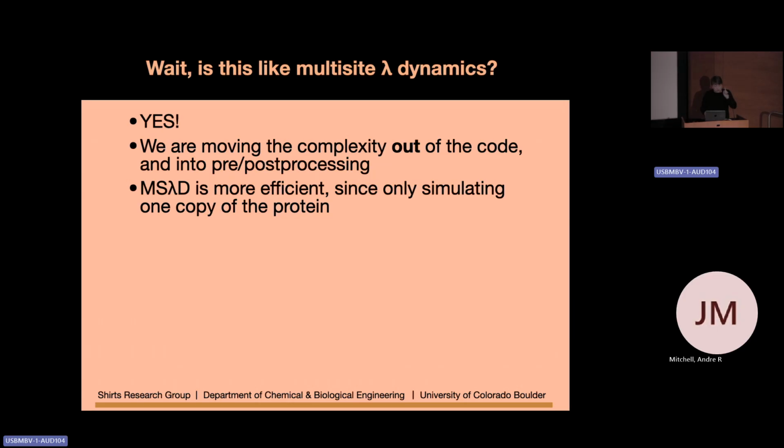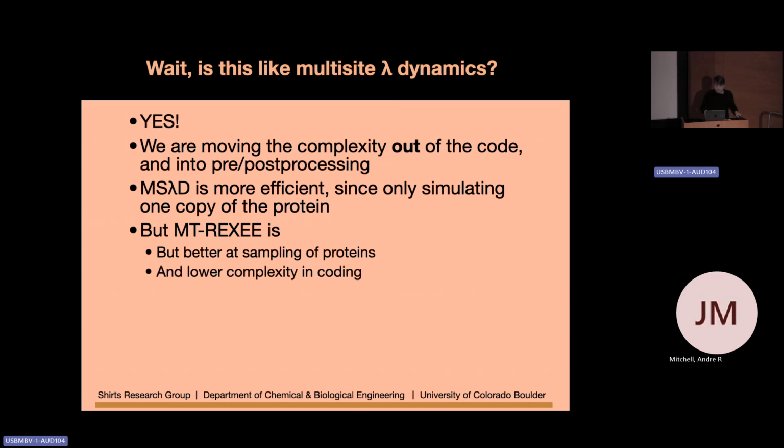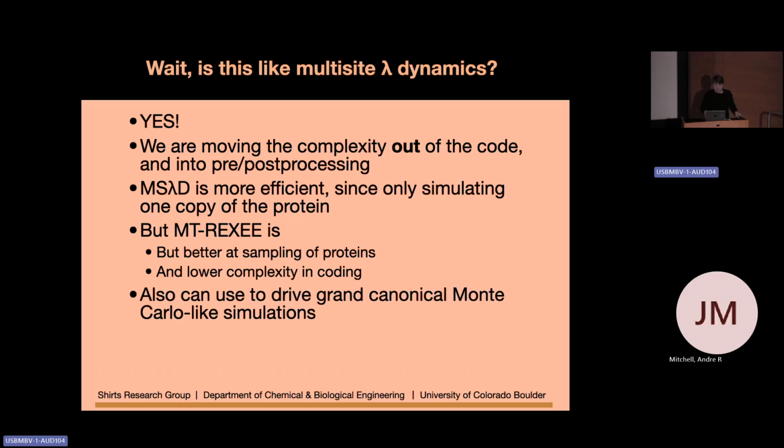Multi-state lambda dynamics is more efficient since it's only simulating one copy of the protein. But REXEE is giving you a better sampling of the proteins because you're simulating 20 copies of the protein. So it's not just one protein that is looking at the 20 ligands. You've got 20 proteins that can individually sample, but then the ligand gets to look at each of those 20 protein samplings, with lower complexity of coding. You don't have to redo the inner loops of the force calculations to get this to work.